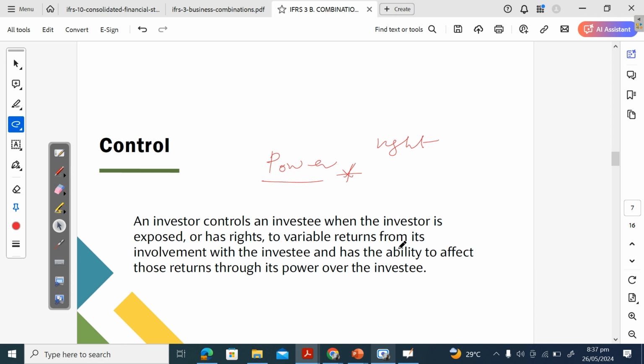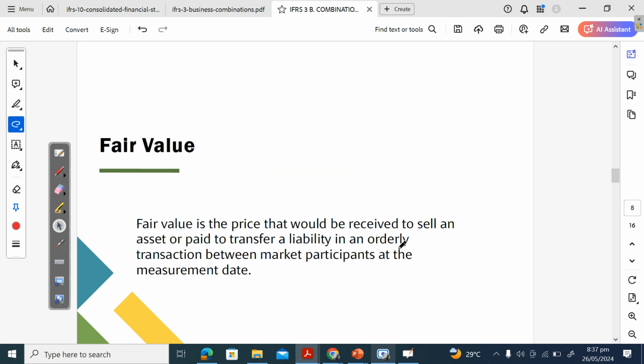But in most cases, to control an entity means to have more than 50% ownership, or to have more than 50% stake in the other company. Okay, that gives you control over the entity. All right, so the standard says that once control is established, then you have to apply this standard for this transaction, for this acquisition. All right, so that's the definition of control.